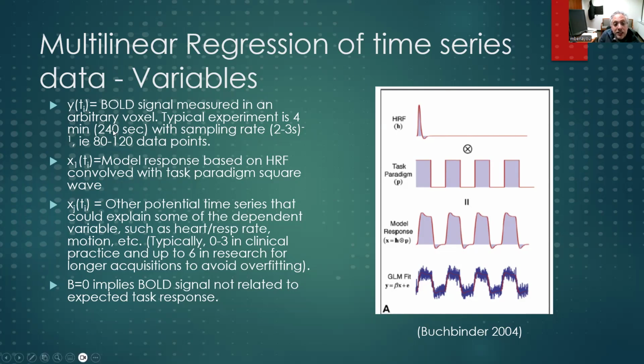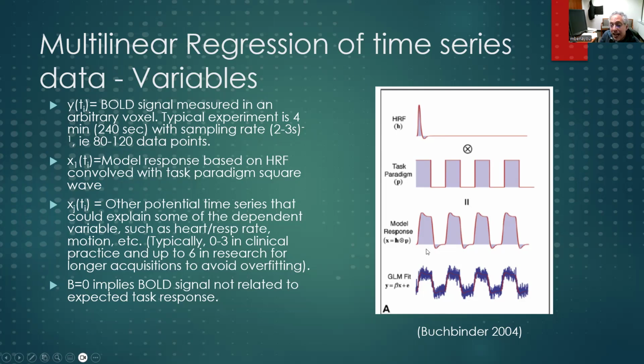So here I've got some of that written out and just some of the details. So again, we've got about 4 minutes worth of data for the average task. Our sampling rate is somewhere in the 2 to 3 seconds range. And so that would leave us with somewhere in the 80 to 120 data points in the time series. So that's about how many points we're working with.